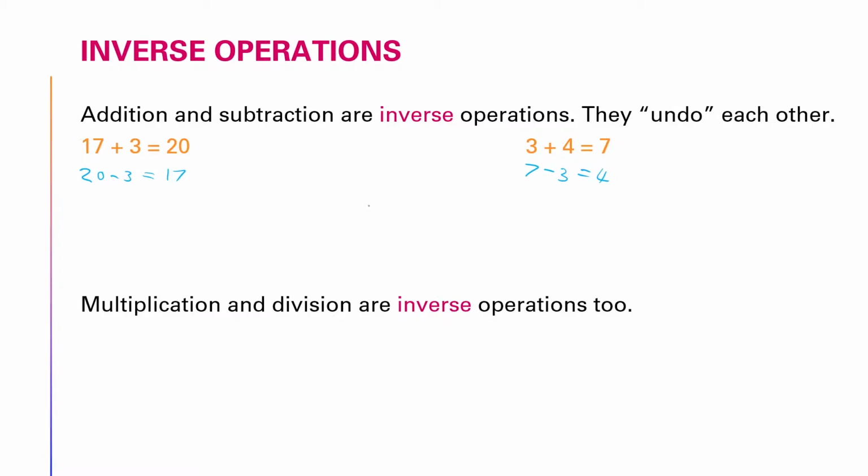Multiplication and division are also inverse operations. For example, 4 times 3 gives us 12. 12 divided by 4 gives us 3. 12 times 2 gives us 24. Now, if you wanted to get back to 2, 24 divided by 12 would give us 2.